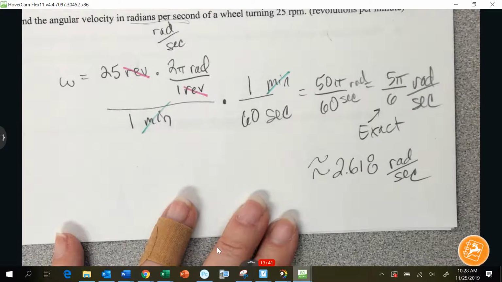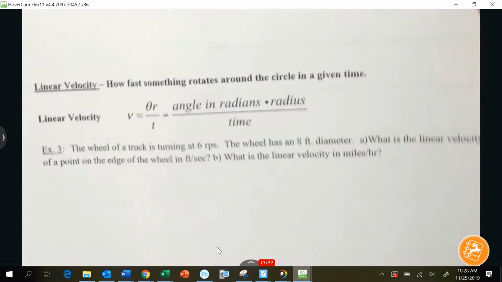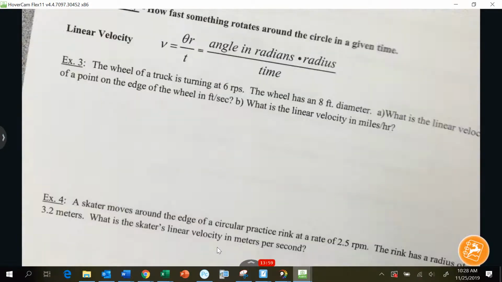When we do have an assessment over this, you will lose points if you don't do your units. So make sure you're paying attention to that when you check your answers. If you forgot some units, put them in. Don't ignore it. I'm speaking about what I've seen in the past.